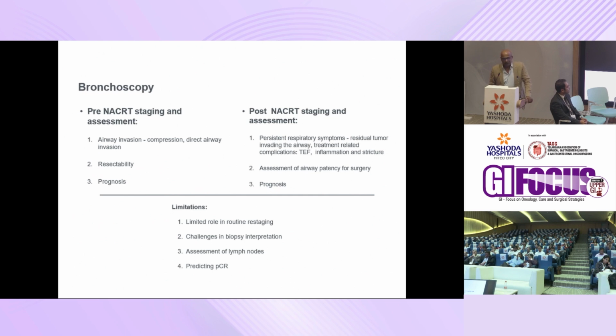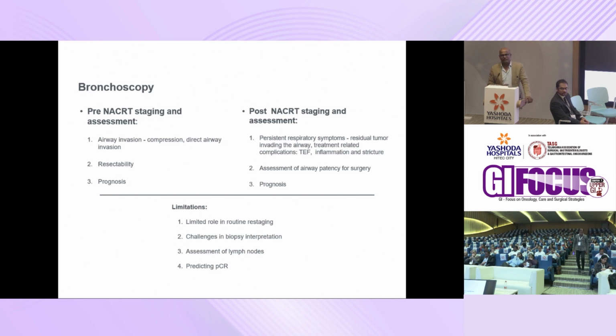Then bronchoscopy. Bronchoscopy has a limited role, and it's mainly based upon the clinical scenario the patient presents with. If the patient is having chronic cough, and sometimes patients say that in the cough they expel food material, and when you see there is hoarseness of voice, then we have a suspicion that the tracheobronchial tree is involved. So in those cases only we do a bronchoscopy.